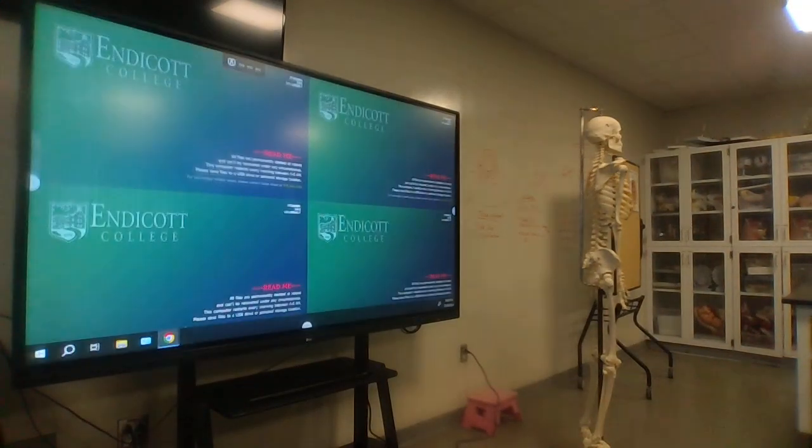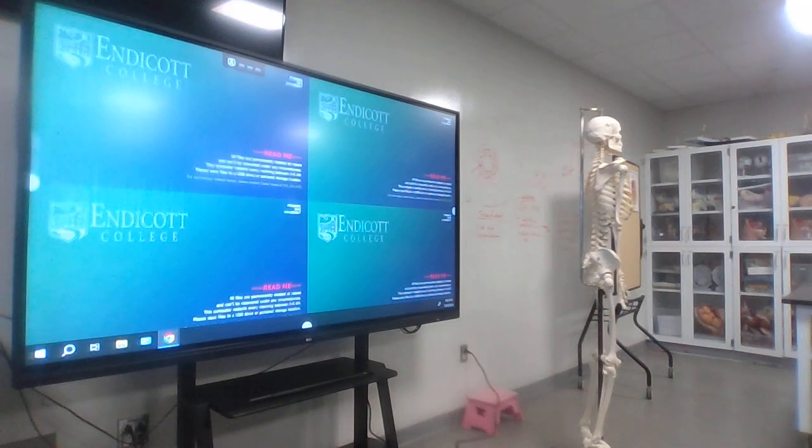So I have here a picture of a normal ankle with all the ligaments that connect the bones. And then the second picture was the image of a torn ligament.